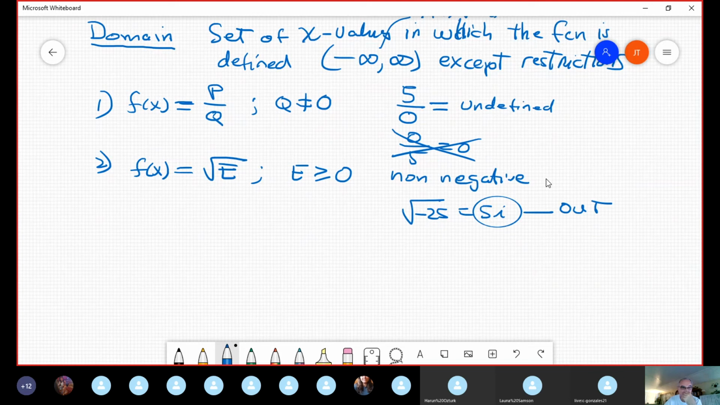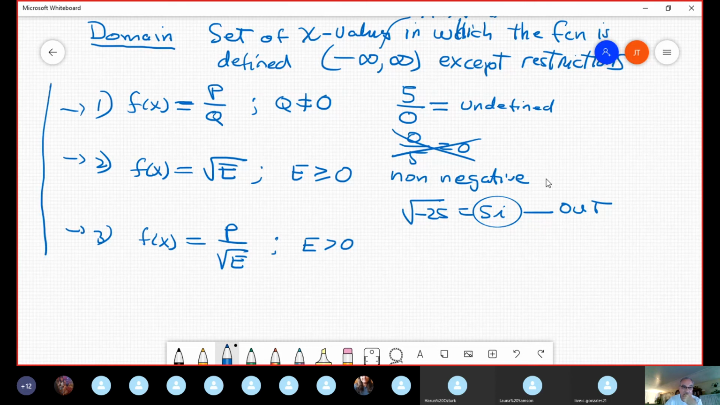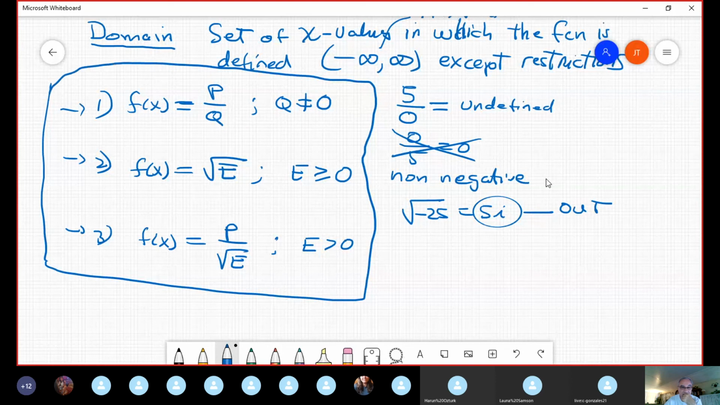And there are combinations of 1 and 2. For example, it's important to study one combination, which is P divided by the radical of E. P divided by a radical is a combination of radical and denominator, both together. So the restriction is that the expression E must be positive. 0 no, because 0 in the denominator is undefined. And negative no, because a negative inside the radical is imaginary. Okay, this is the most important restriction.